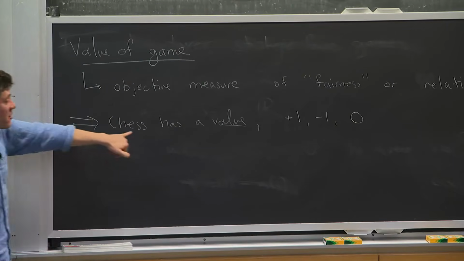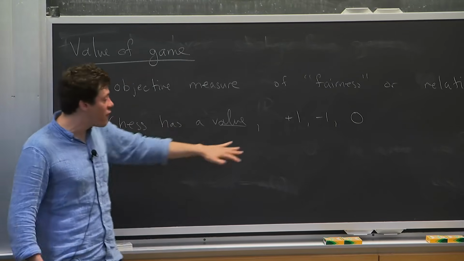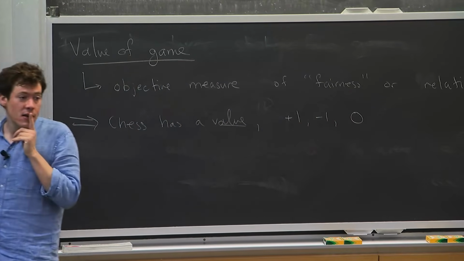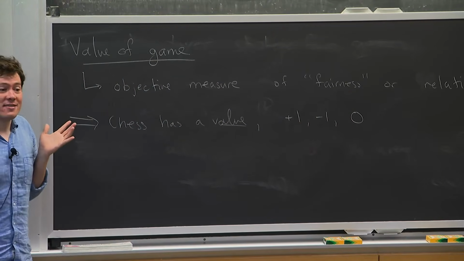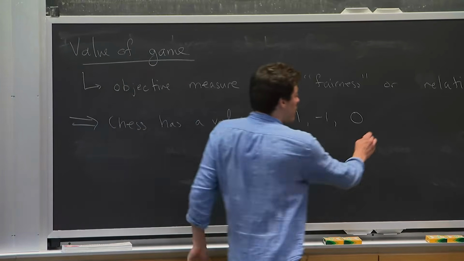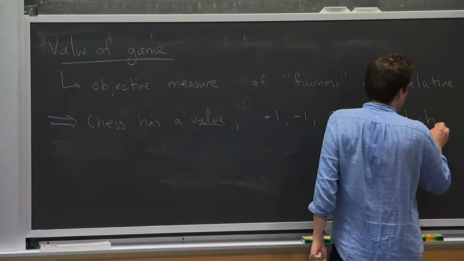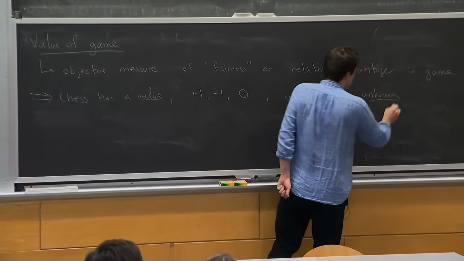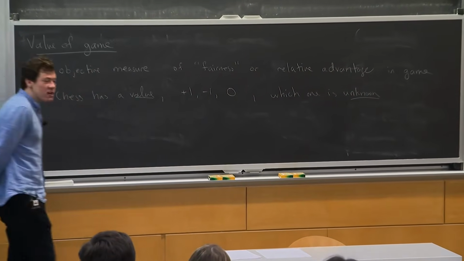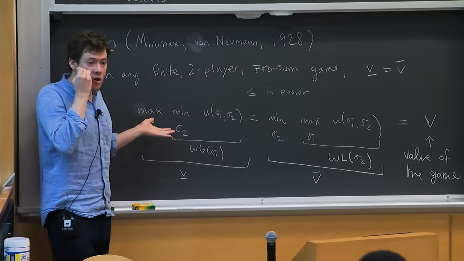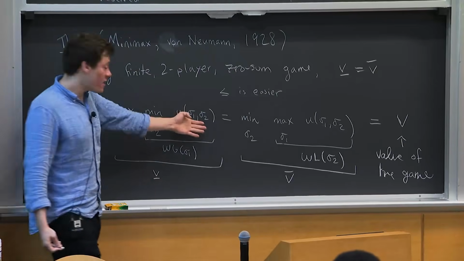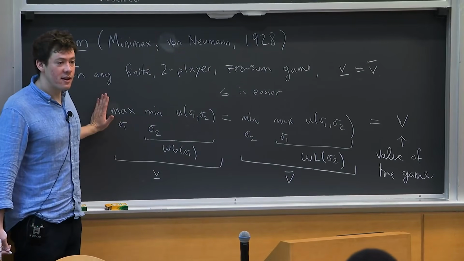Von Neumann's theorem tells us that chess has a value, and in fact, if we're a bit careful, it tells us that its value must take one of these 3 numbers. But we don't know which number it is. Which one is unknown? How is this unknown? I just wrote it down. You just have to do max min. Why is this unknown? I mean, here's the formula. Just write it down, right?